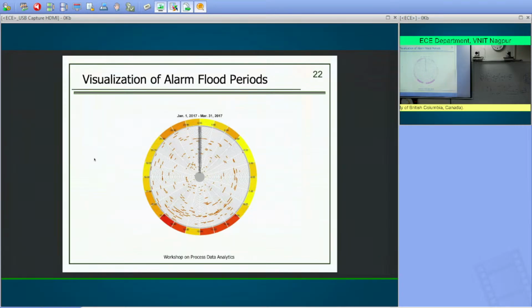So this clock-based depiction of alarms is also very useful because you can see if there are certain alarms that are appearing at a certain time every day, right? Or if you can see any patterns of that type very easily in plots like this.